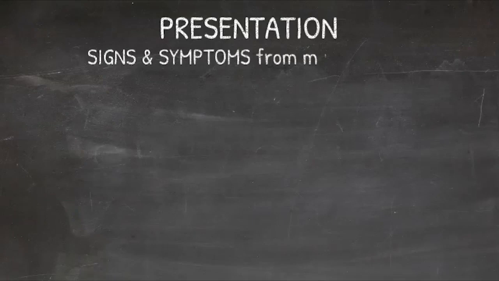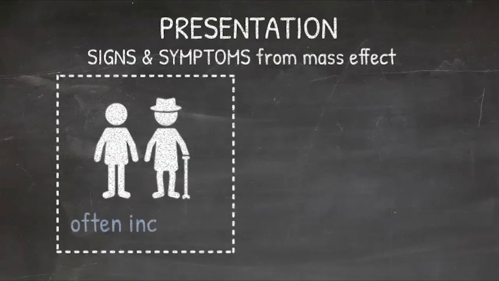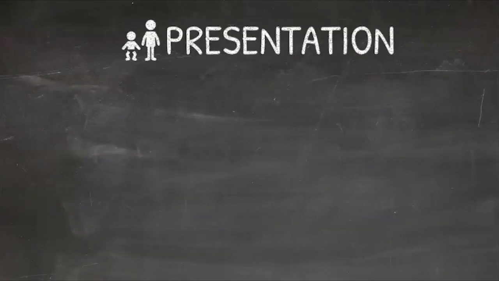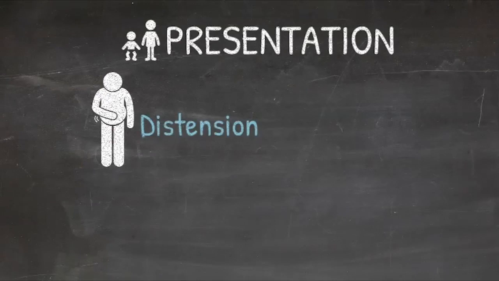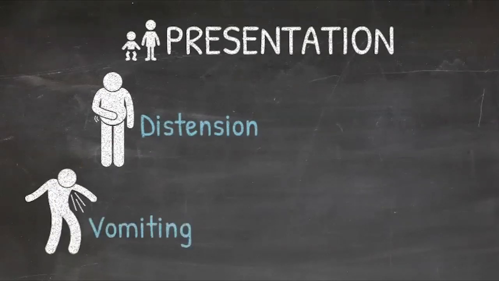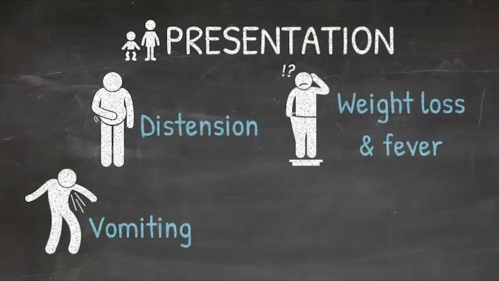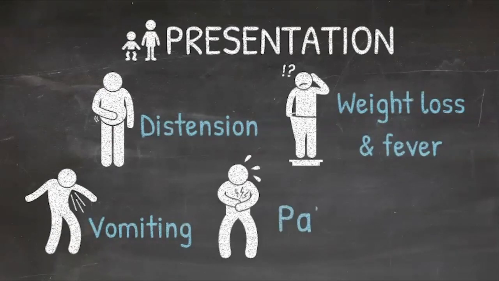The signs and symptoms that occur with a mesenteric and omental cyst are often related to the mass effect of the cyst itself. While in adults, they can often be asymptomatic or incidentally found, about 40 to 60% of children present with some symptoms. Those symptoms can include abdominal distension related to the mass itself or vomiting. It can also include a subacute history of weight loss or fever.